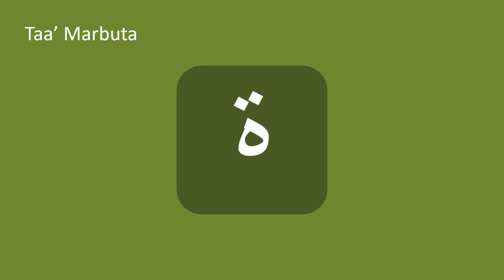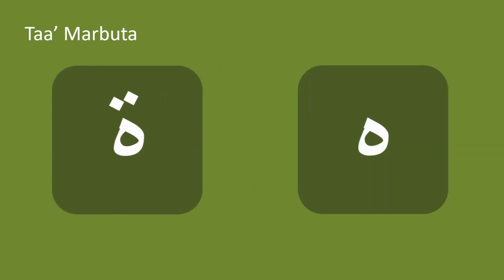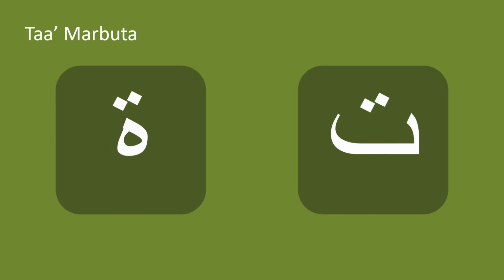Let's turn now to another topic. Taa Marbuta, literally meaning the tied ta. It is almost ha in writing, but with two extra dots added. And just as Alif Maqsurah, it always comes at the end of the word. Isn't it weird that the shape of this letter is almost ha, but its name is Taa Marbuta? Well, that's because Taa Marbuta has two pronunciations depending on the continuity of speech.